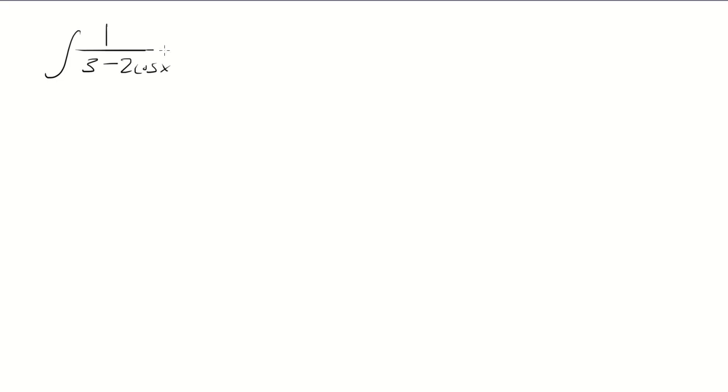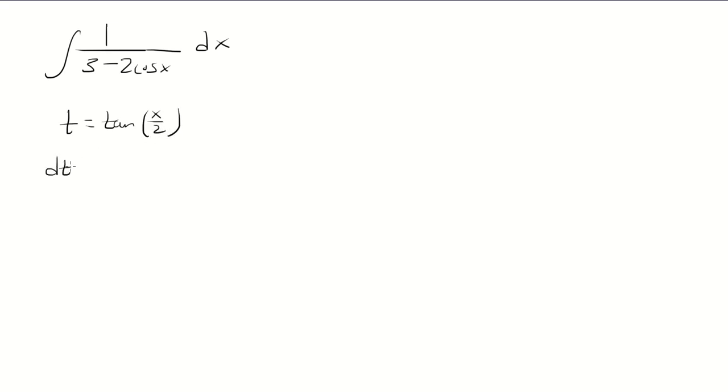In this video, we want to find the integral of 1 over 3 minus 2 cosine x dx. So we're going to use a half trig angle identity. Let's start with t. We're going to let t equal tangent of x over 2.